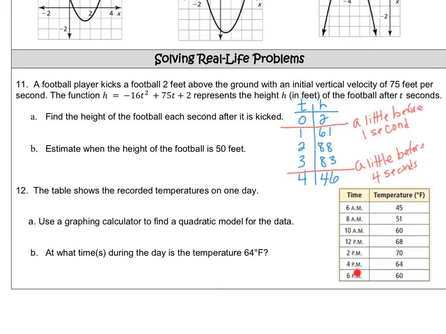But the thing is, this is written on a 12-hour clock, but we're talking about hours after midnight. So if you think about this, this is 6 hours after midnight, 8, 10, and 12 hours after midnight. But right here at 2 p.m., that's 14 hours after midnight. Then we have 16 hours and 18 hours. So I just wanted to remind you that when you're setting up your table in stat edit, your x values are going to be 6, 8, 10, 12, 14, 16, and 18, and that's why.